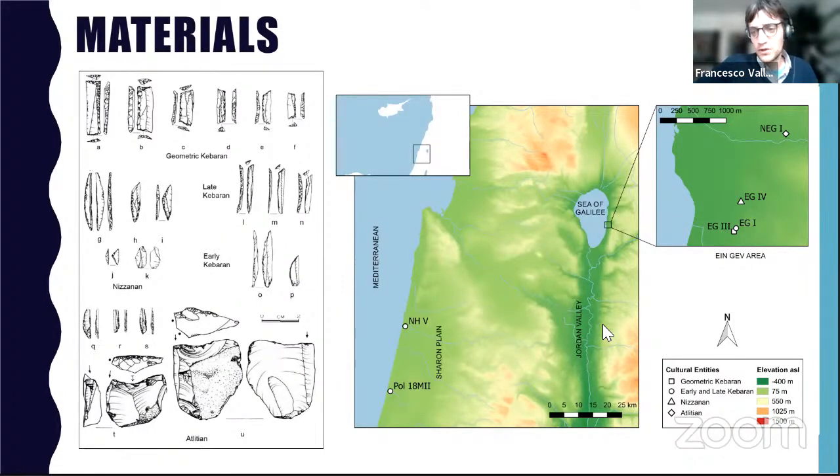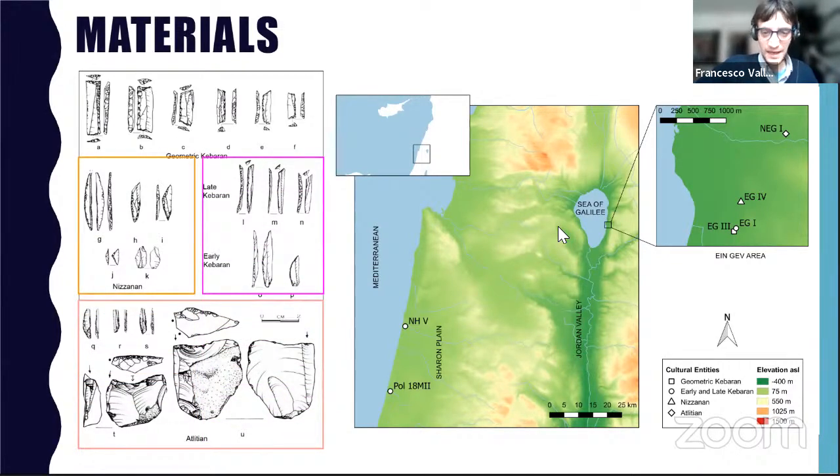The focus of our analysis was the Ein Gev area, located on the eastern shore of the Galilee Sea. In this area, we have a series of different terminal Paleolithic cultural entities. The earliest is the Atlitian, representing the late stage of the Upper Paleolithic. Then we have the Nizzanan and the Kebaran, representing the early stage of the Epipaleolithic. Finally, the latest cultural entity that we are going to analyze is the Geometric Kebaran, which represents the middle stage of the Epipaleolithic. In the Ein Gev area, we have all four of these cultural entities represented.